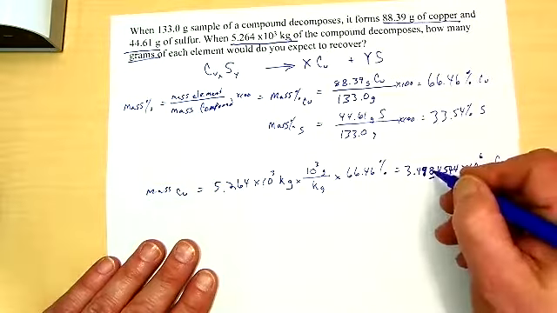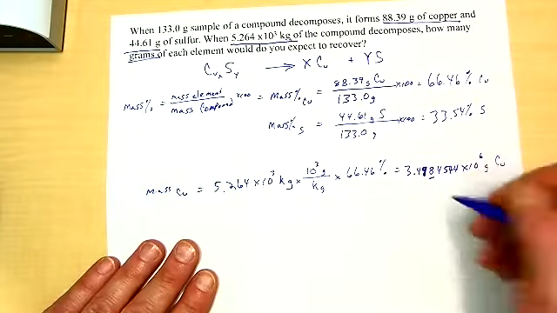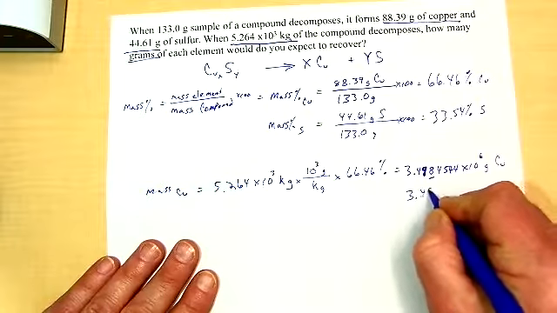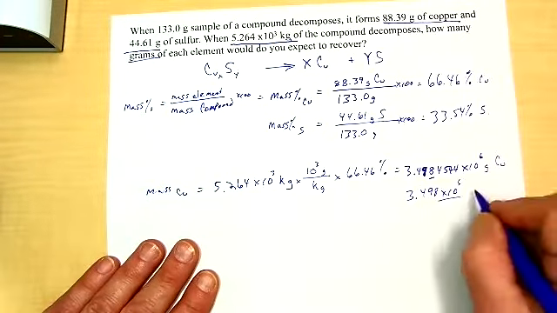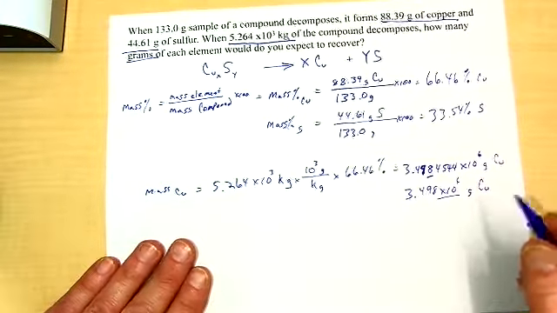Are we going to round this up or down? Well, this is a 4, so that means we're not going to round this at all. We're just going to leave it as it is. And so this answer here should be 3.498 times 10 to the 6, and don't forget that part, grams of copper. So that's the answer to that one.